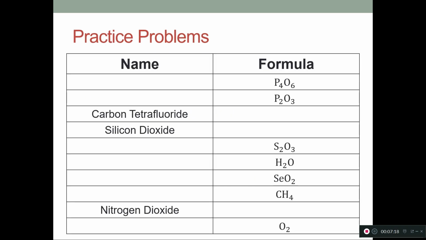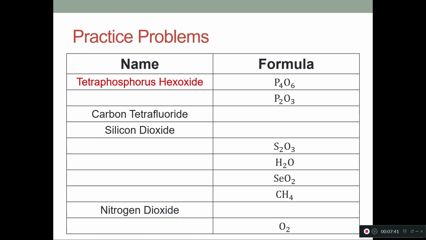So here are some practice problems. You want to fill in this table. Again, I encourage you to pause the video and try these on your own before watching the rest of the video where I will answer these. So the first one, we have P4O6. We have 4 phosphorus and 6 oxygens, so that would be tetraphosphorus hexoxide.